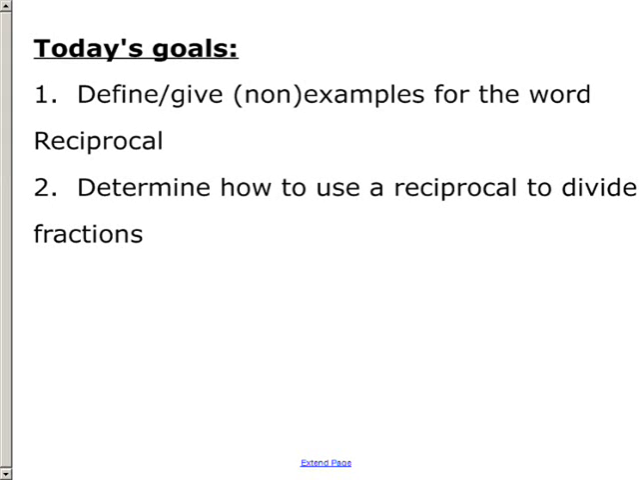Today's lesson is about dividing fractions. Our goals today are to define and give examples and non-examples for the word reciprocal, and students will be able to determine how to use a reciprocal to divide fractions.